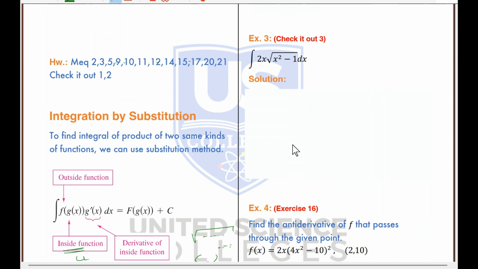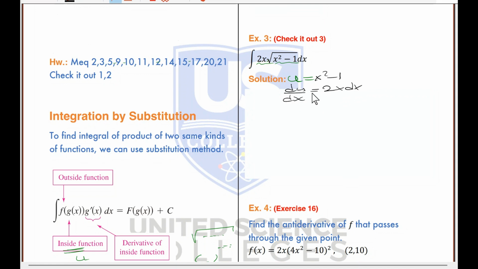This is not asking about identifying only u, it is also asking about solving this integral. So there's a multiplication of two same kind of functions. Here we have 2x and the square root of x squared minus 1. We are going to identify u first. u is the one that's inside the radical. We have x squared minus 1. And we identify its derivative. du over dx, u prime, is 2x.